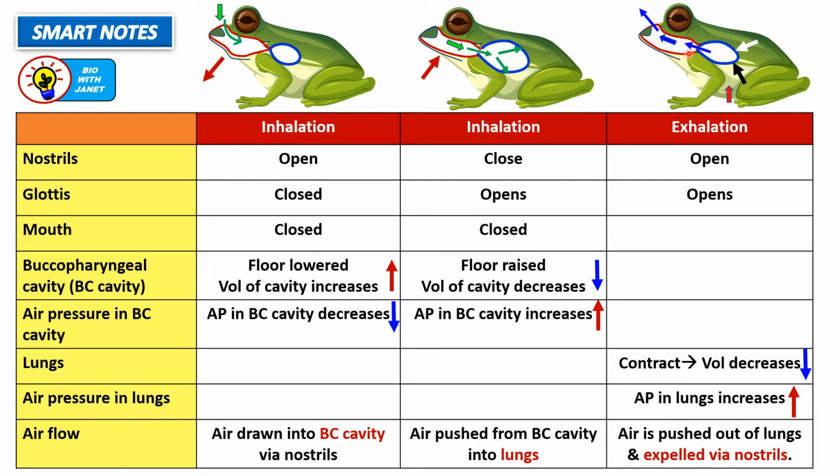And then in exhalation, it is the lungs that will contract, all right? The lungs contract to decrease the volume of the lungs, and the air pressure in the lungs increases, so the air will be pushed out through the buccopharyngeal cavity and through the nostrils.